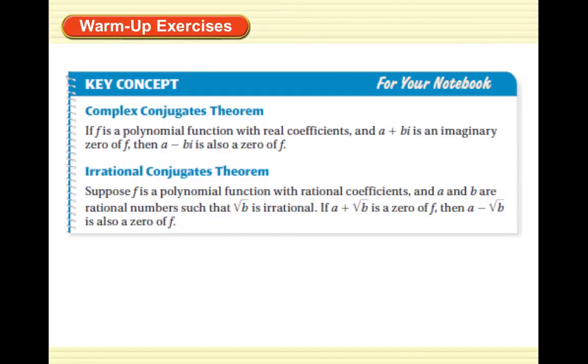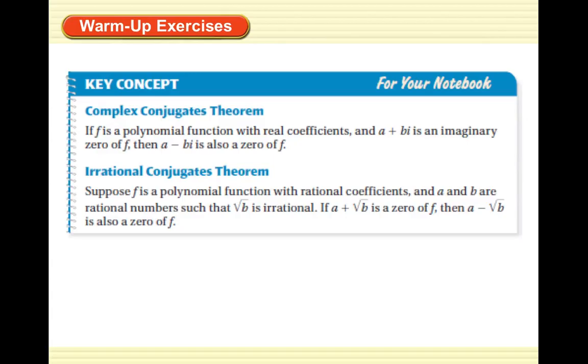All right, so the next part is we're going to talk about a couple of other theorems. The complex conjugates theorem says if f is a polynomial function with real coefficients and a plus bi is an imaginary zero of f, then a minus bi is also a zero of f. So notice in our previous example, we had 2 plus i square root of 3 and 2 minus i square root of 3. So you had the conjugates.